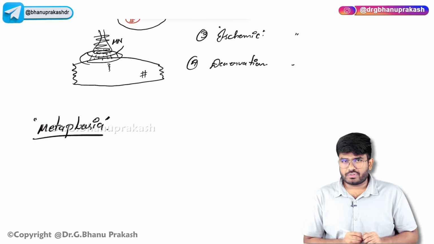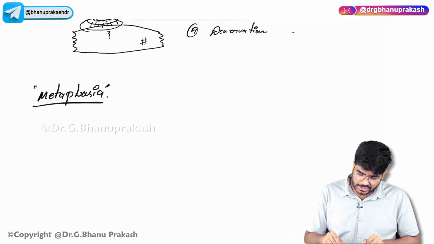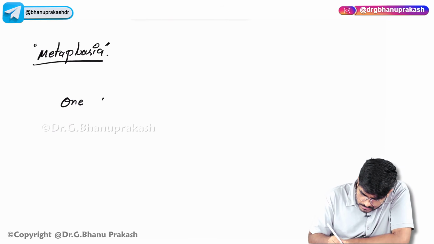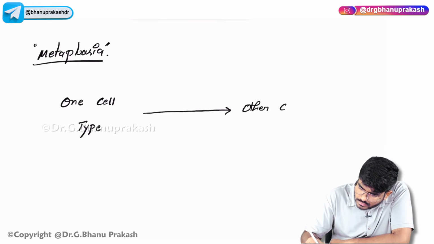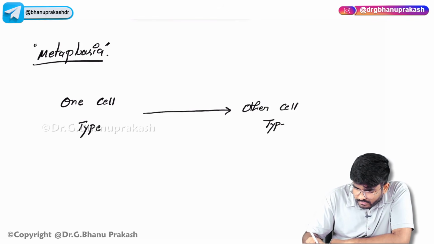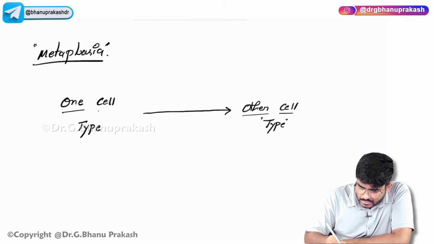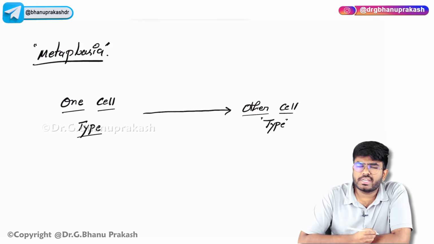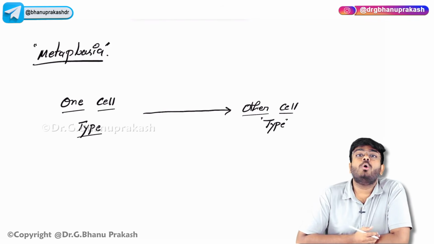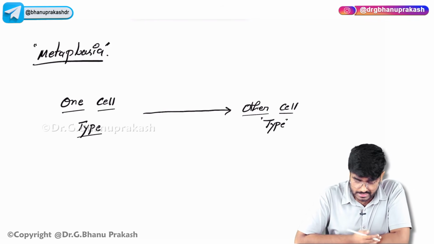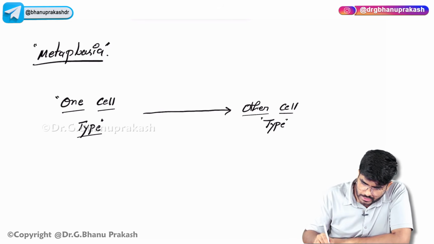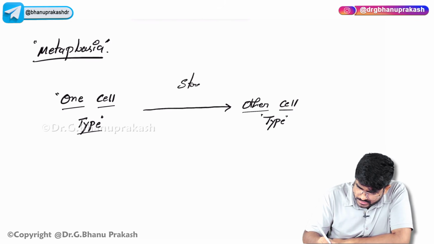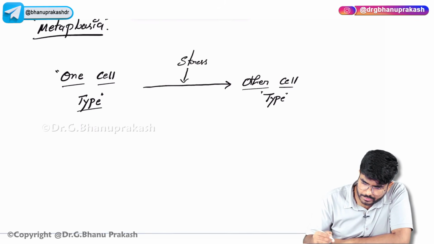So what exactly is metaplasia? What exactly is happening here? See, in metaplasia, one cell type is going to change into another type of cell because of some stress. In order to encounter that stress, in order to adapt to that stress, one cell type is changing into another cell type. So this is called metaplasia. Stress is responsible for the conversion of one cell type into the other cell type.